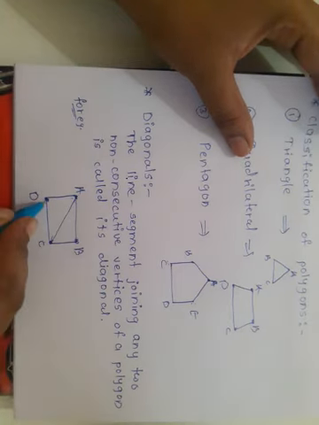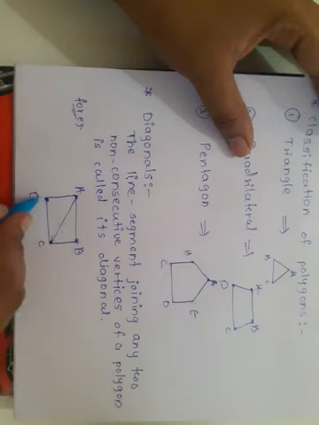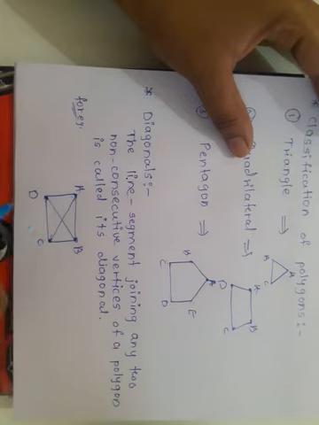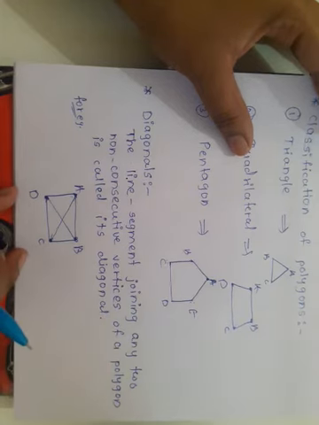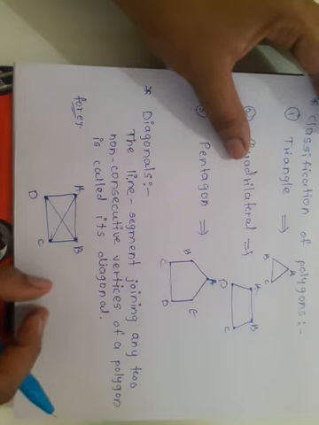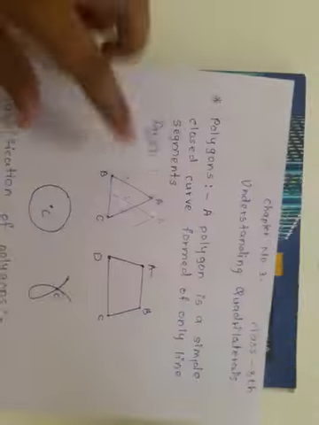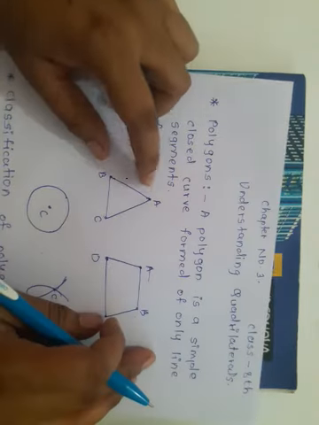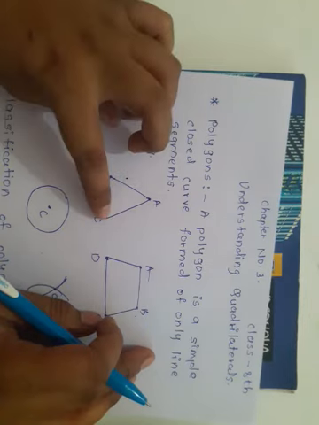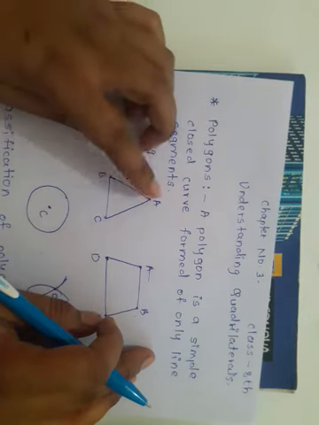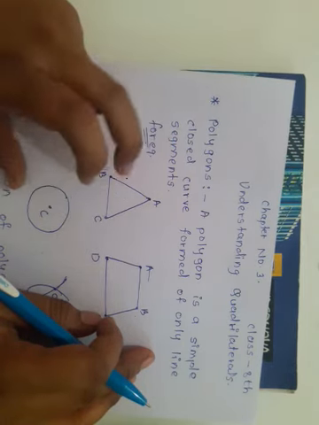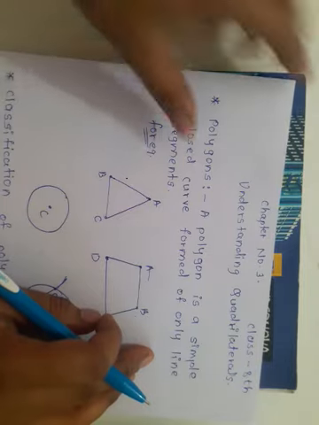Again, B and D are non-consecutive vertices, they are not adjacent to each other, and therefore if we draw a line like this, BD, then BD is a diagonal of quadrilateral ABCD. But it is not possible in a triangle, because each and every vertex of this triangle is an adjacent vertex. A and B are adjacent vertices, A and C are adjacent vertices, then again B has two adjacent vertices A and C, and C has two adjacent vertices A and B, and therefore we cannot draw diagonals in this triangle.